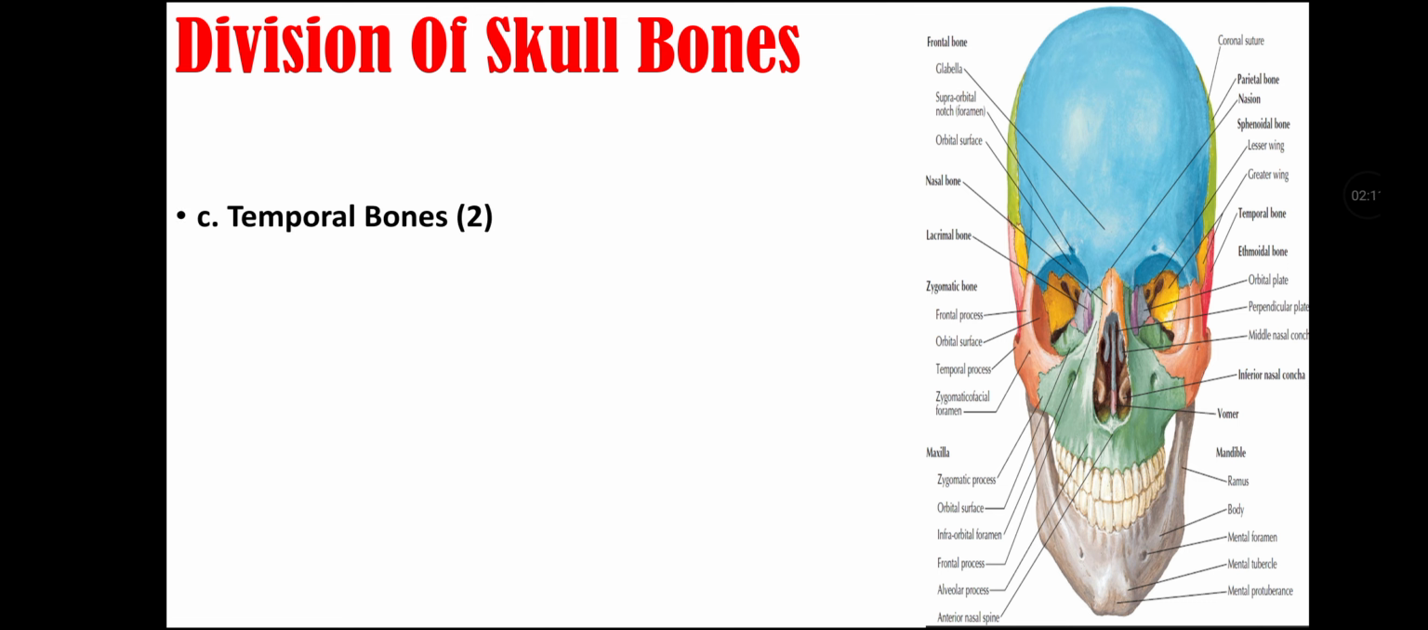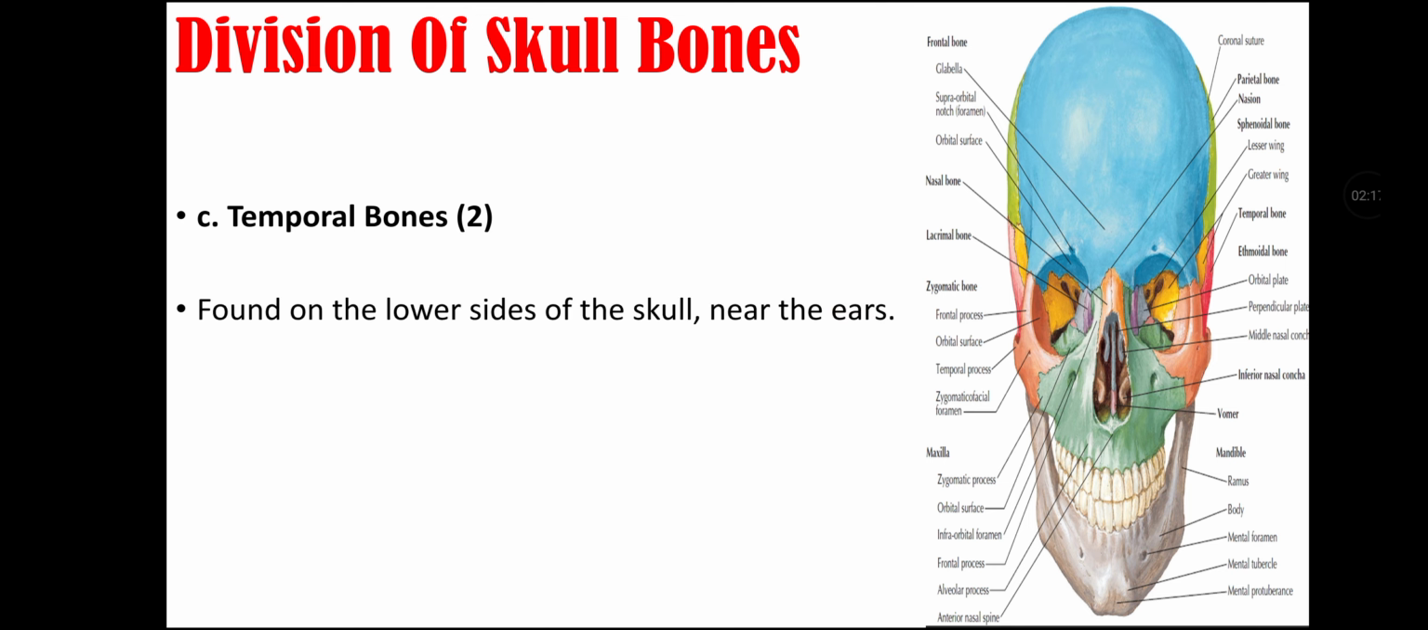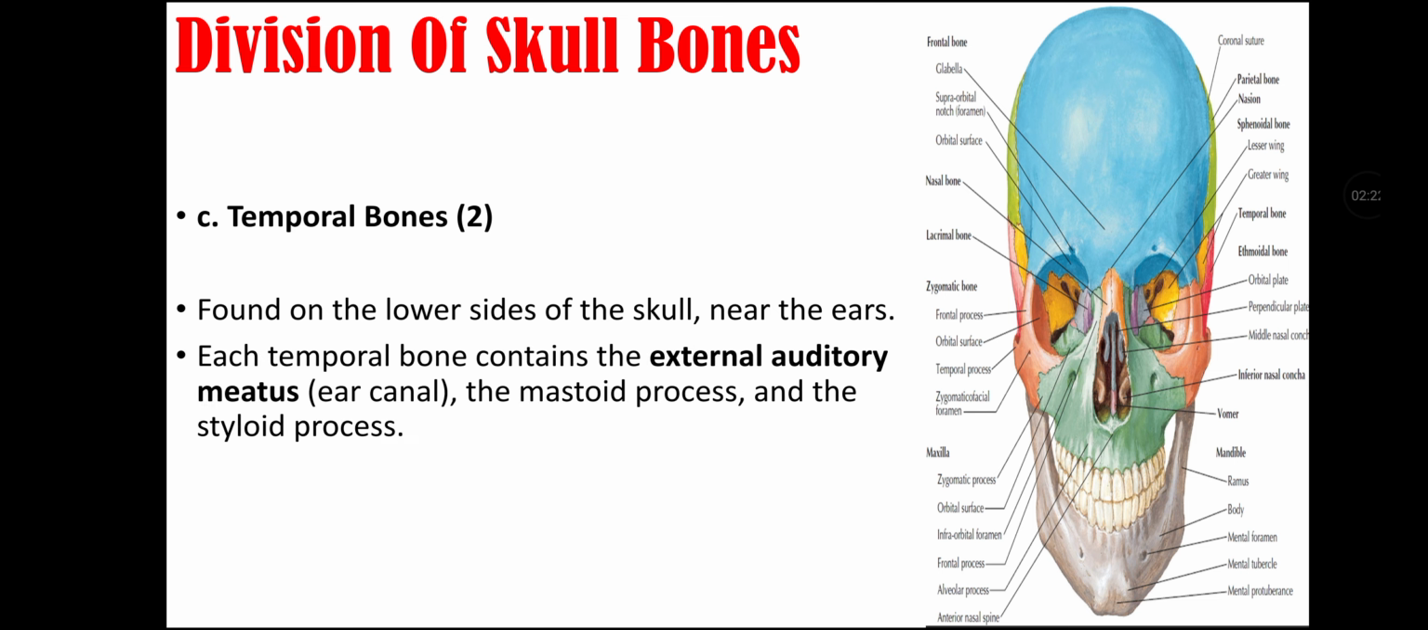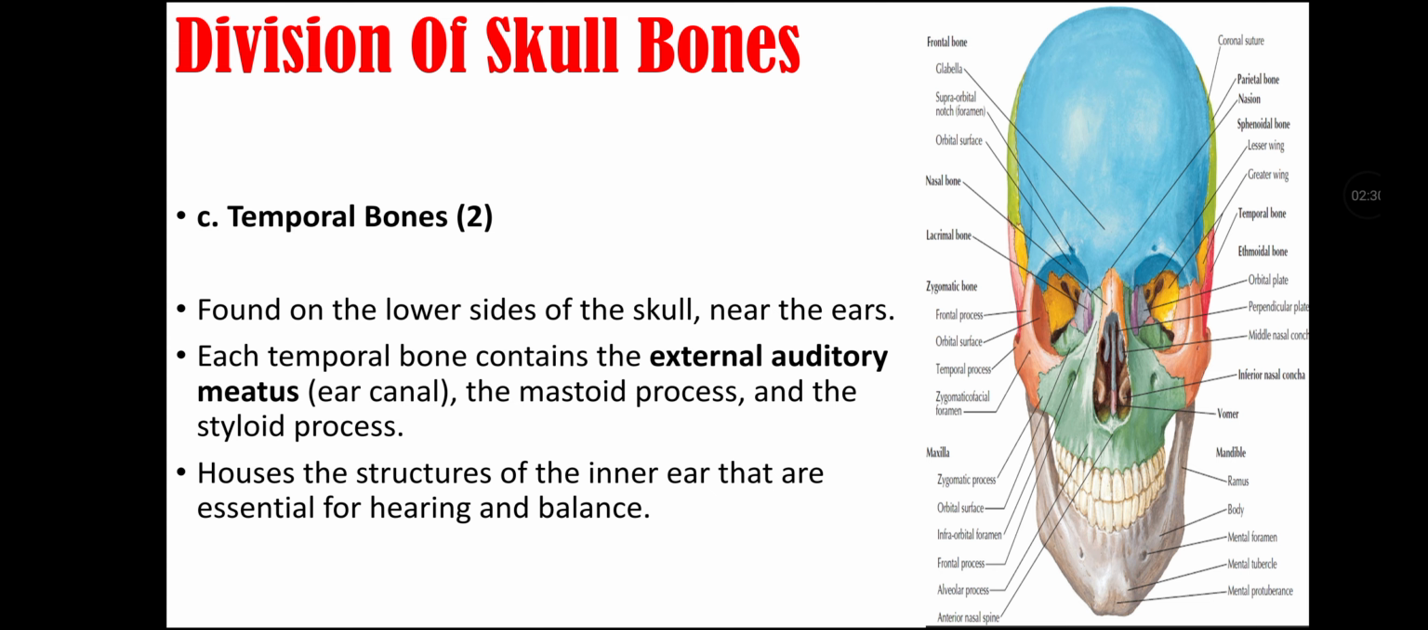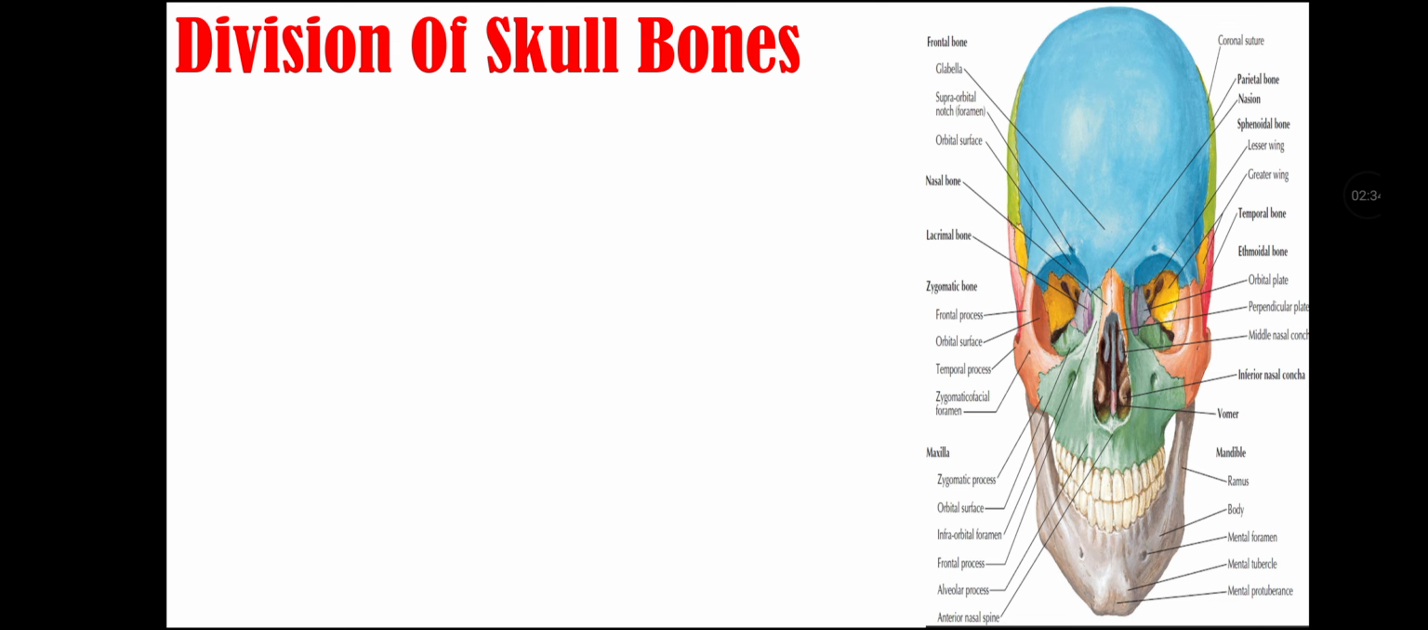Next skull bone is the temporal bone. This is also a paired bone, that means there are two temporal bones in every skull. It is found on the lower side of the skull near the ears. Each temporal bone contains the external auditory meatus, the mastoid process and the styloid process. It houses the structures of the inner ear that are essential for hearing and balance.